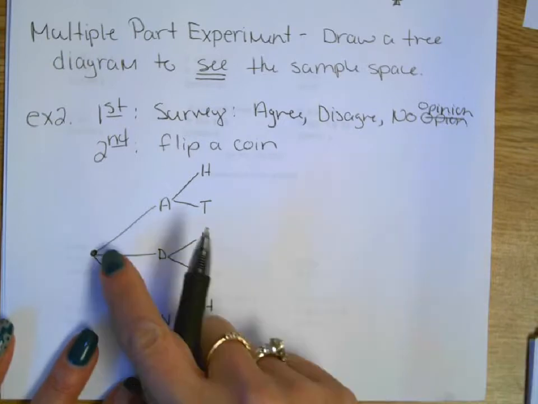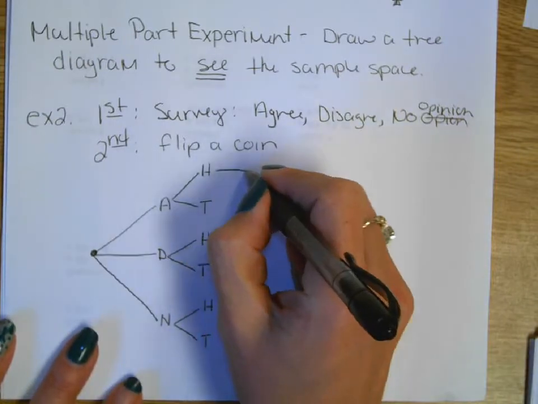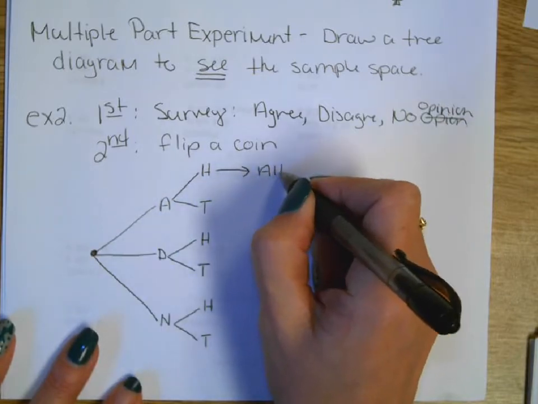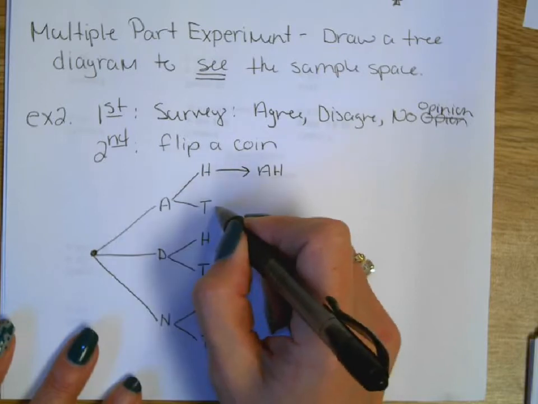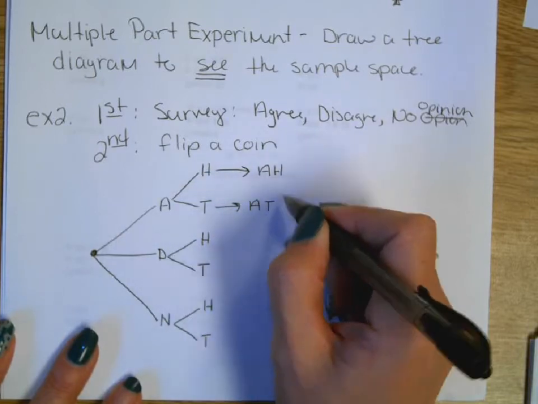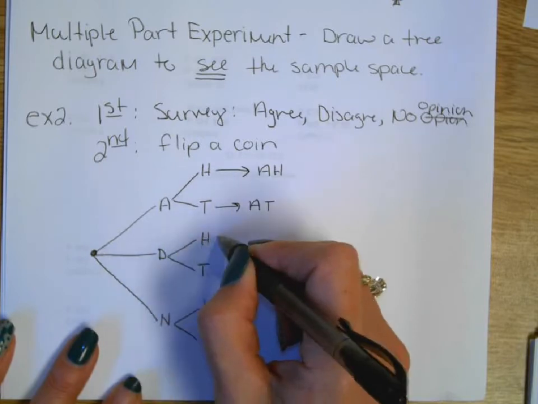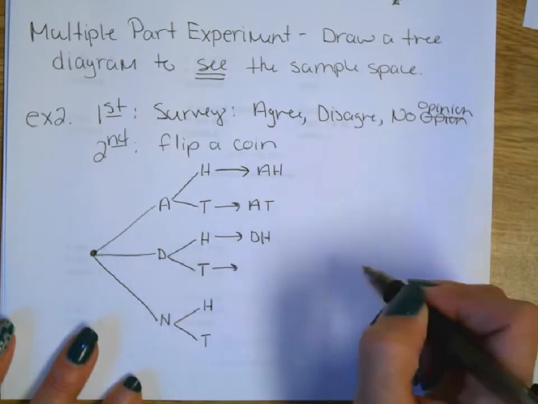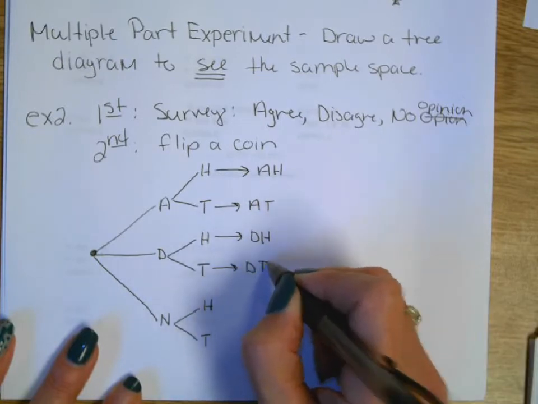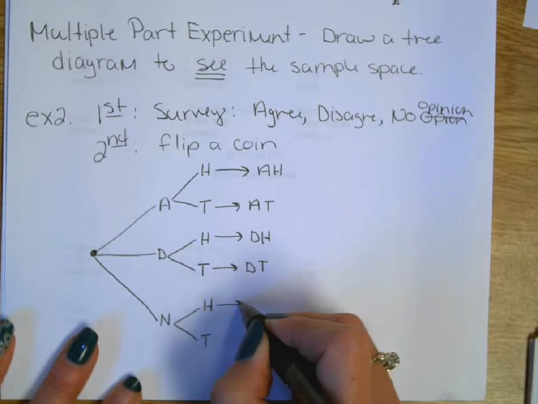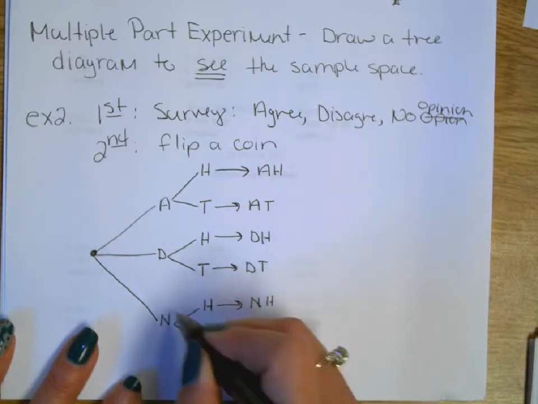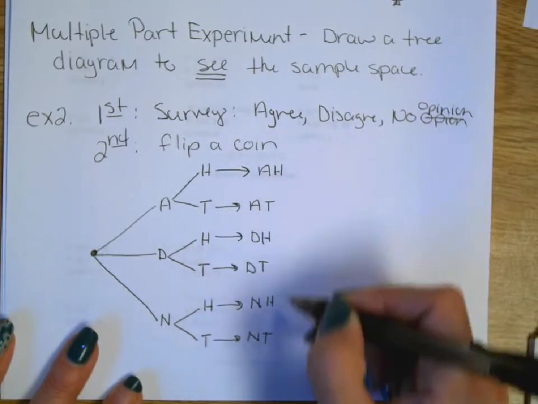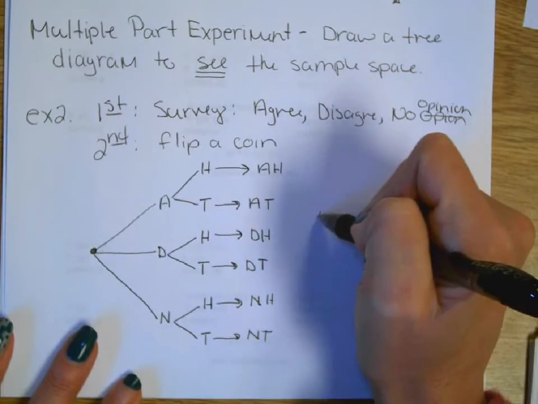Now the way to read a tree diagram is to follow the branches out. This top ending represents someone who agreed and flipped a head. There's one outcome. This is agree, flip a tail. There's our second outcome. Disagree, flip a head. Disagree, flip a tail. No opinion, flip a head. And then no opinion, flip a tail. Now you can physically see there are 6 outcomes in this sample space.